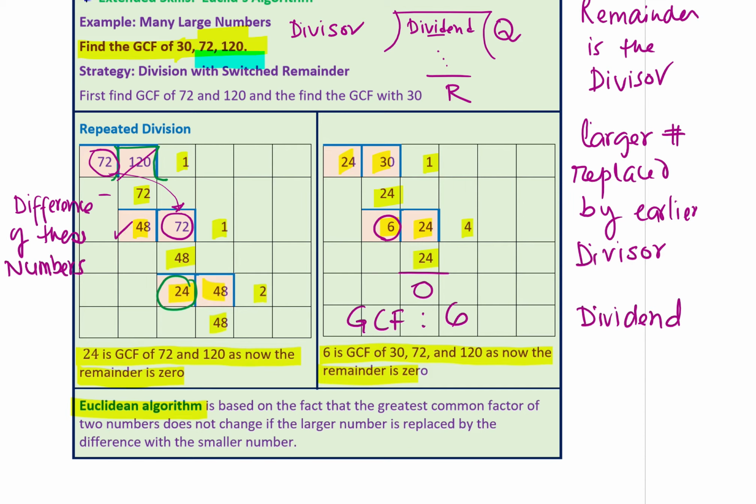So this is for you. It's a practice question. So the practice question for you is to find the GCF of three large numbers, and these large numbers are 54, 108, and 144. And this time you have to use two different methods.